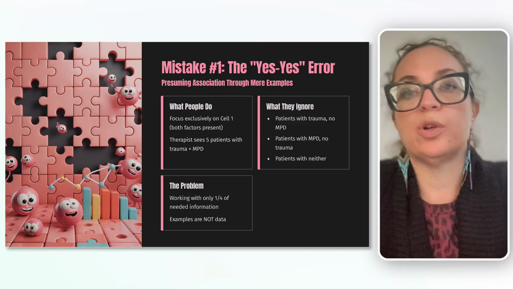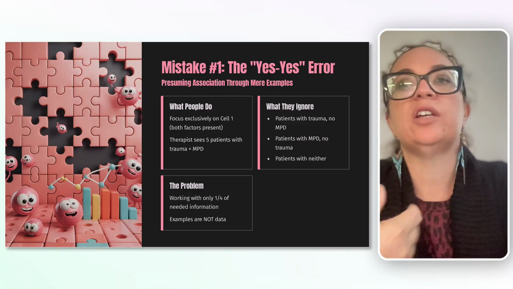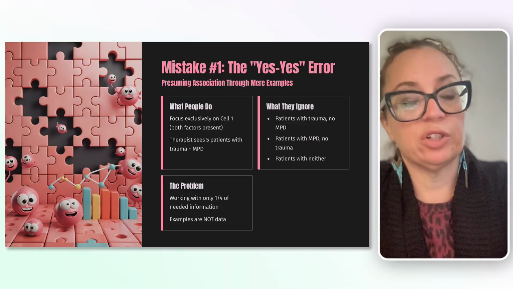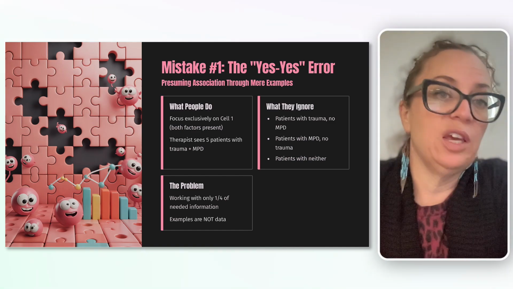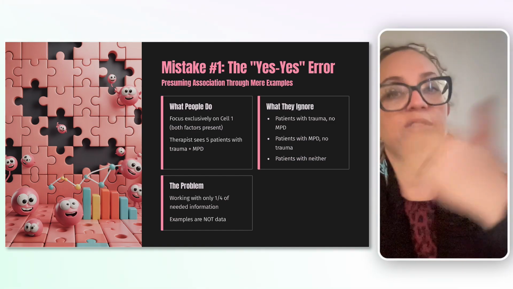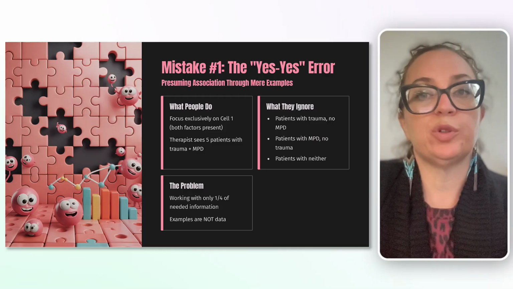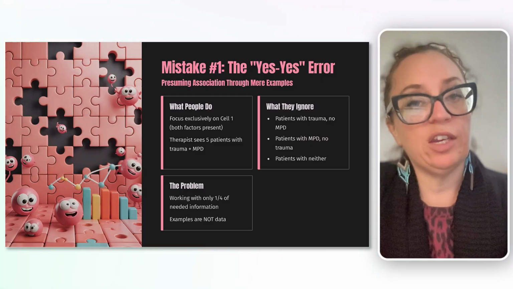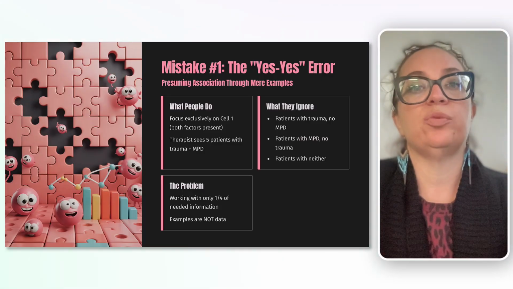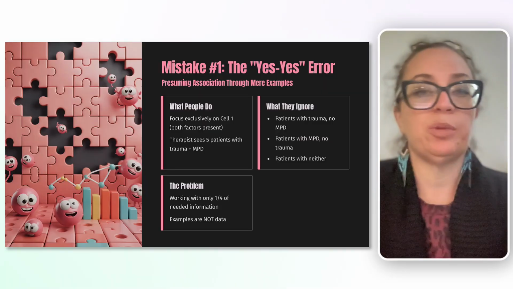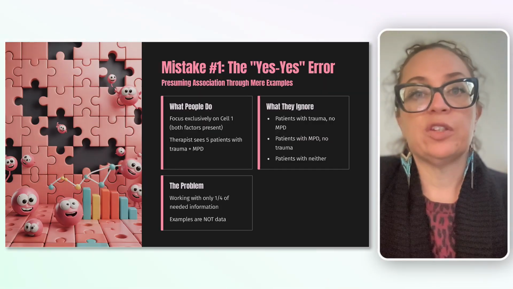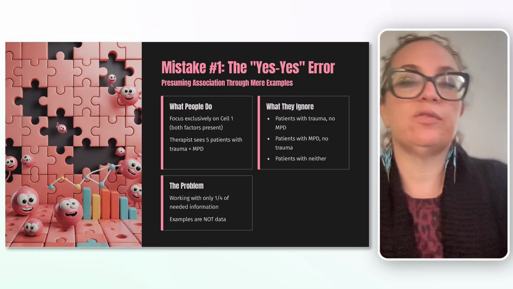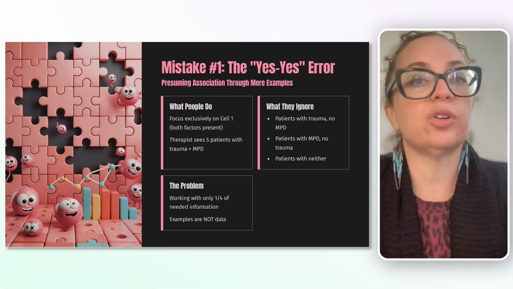A therapist works with patients who have multiple personalities. She notices that many of them report childhood trauma, and she thinks, aha, MPD and trauma are linked. She might even see the 5 patients who have both trauma and multiple personality disorder, but what she's not noticing or documenting is the patients with trauma who don't have MPD, or the patients with MPD who don't have trauma, or the patients with neither. So she's literally working with only a quarter of the information she needs, and based on that quarter, she's drawing a conclusion.